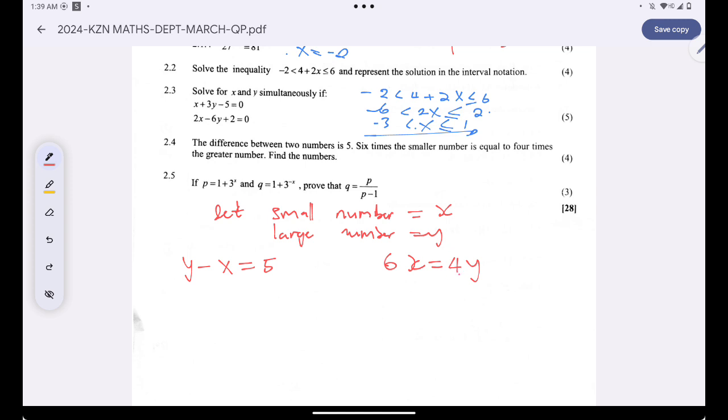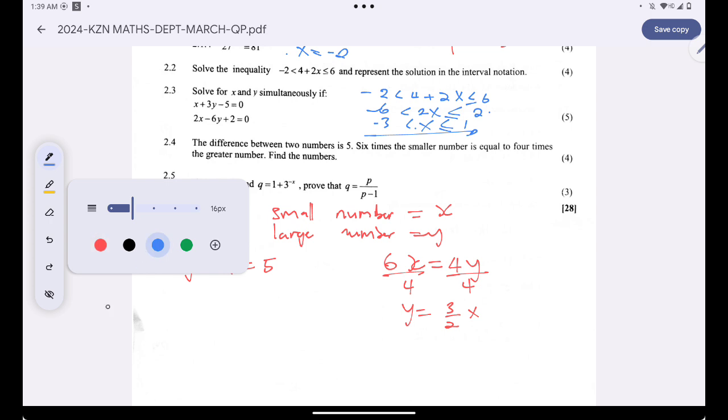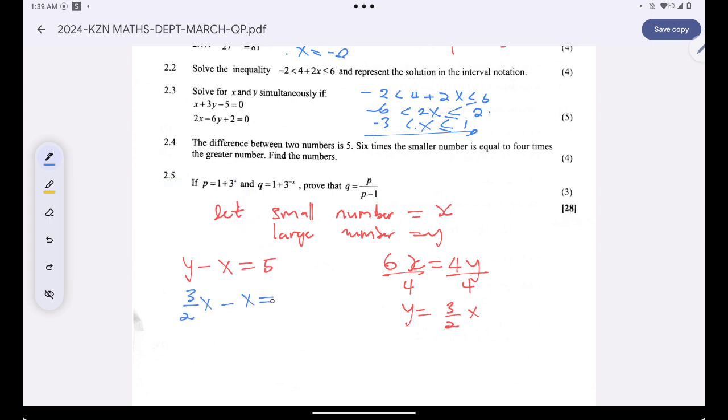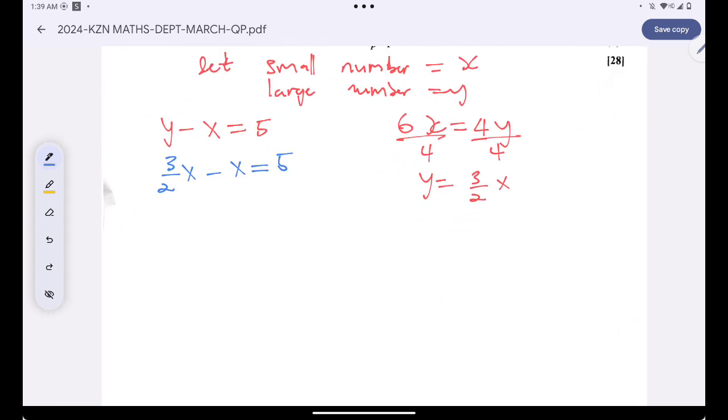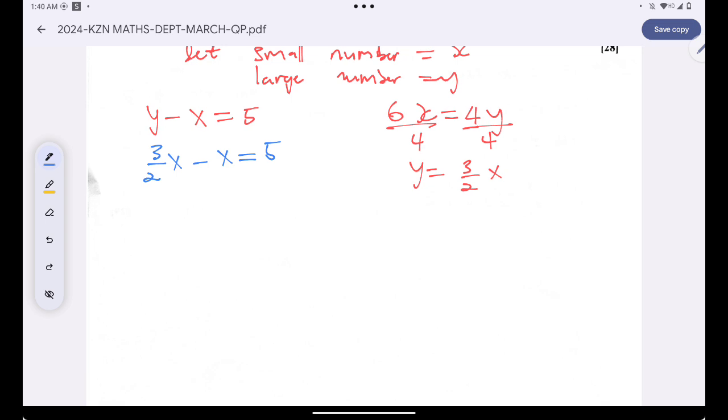So this simply means that for me to find y, I just need to divide by 4, right? Then y will be 3 over 2x. Now I know the value of y. I just need to find x. So whenever I see y, I can put 3 over 2x minus x is equal to 5. I want to solve for x and I have fractions, so I need to multiply everything by the LCD. I'll have 3x minus 2x is 10. That means x is 10.